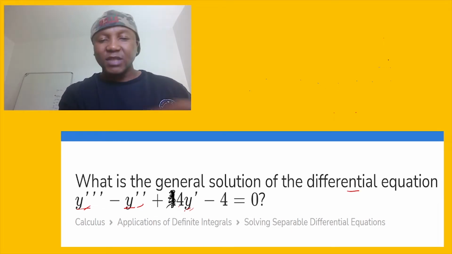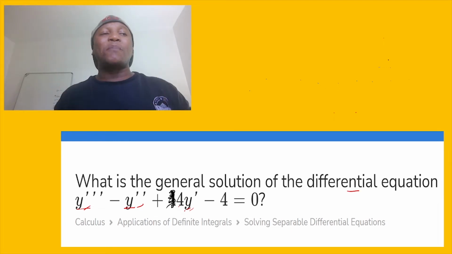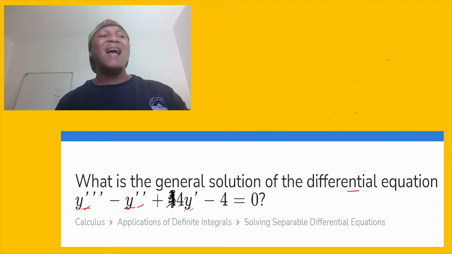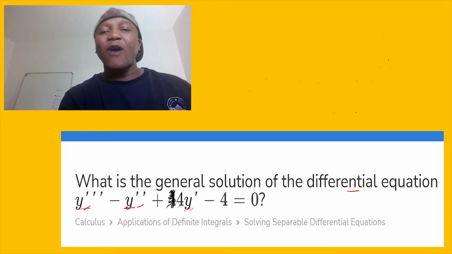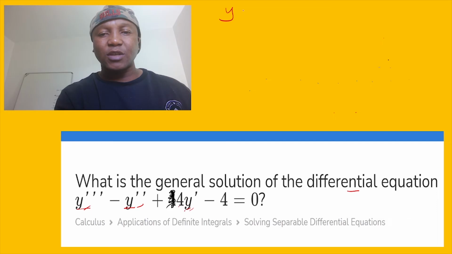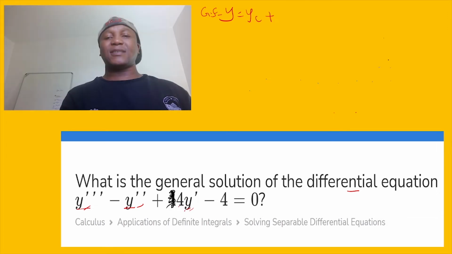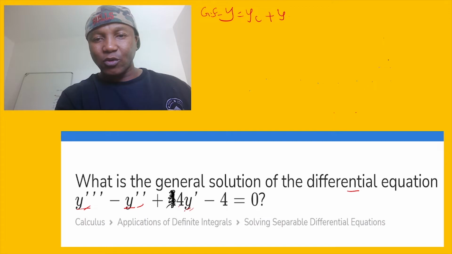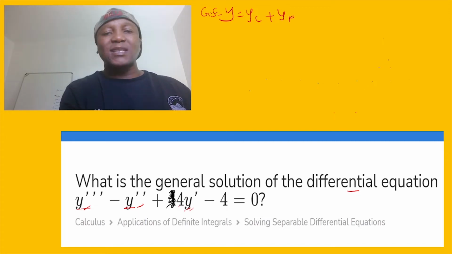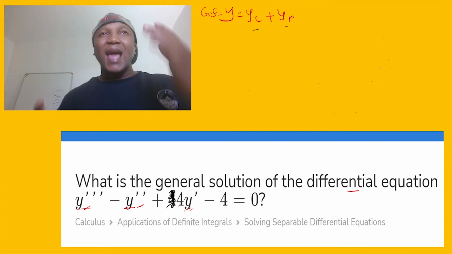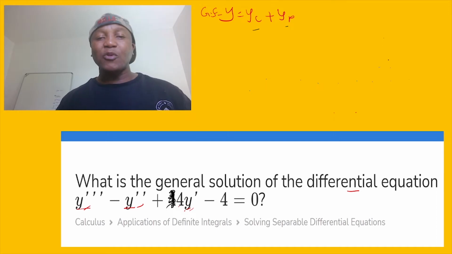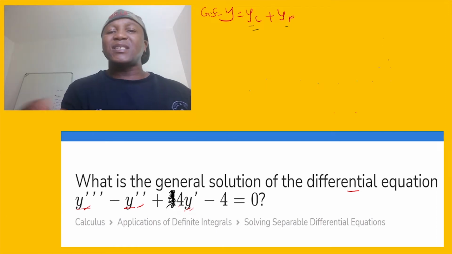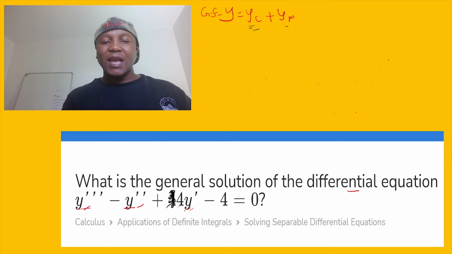So let's say here, what is the general solution of the differential equation? That one right there. This given is a complementary solution. For us to get a general solution, y equals the auxiliary solution plus the particular solution. So what we need to get is the auxiliary solution and the particular solution. How are we going to get them? Let's start with the auxiliary solution.